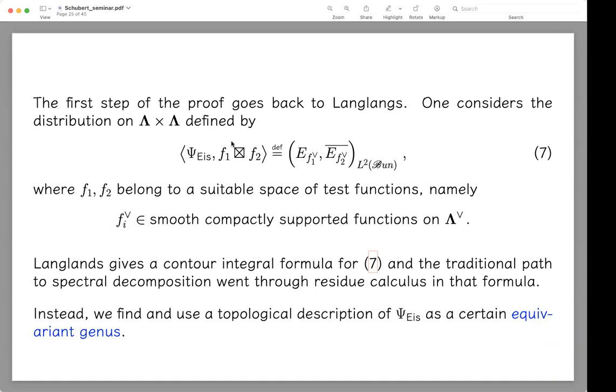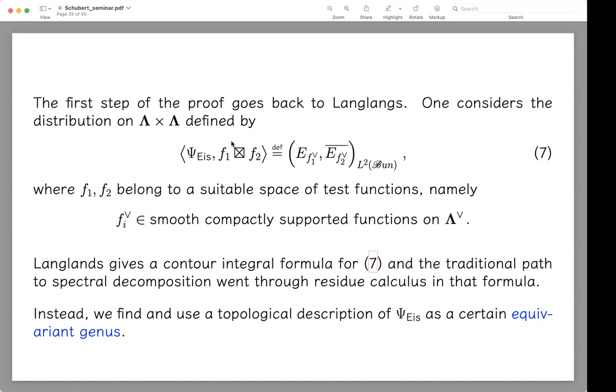And so you can think of the L2 pairing as a distribution in two copies of your lambda. So lambda, or maybe the boldface lambda, is where the lambdas take place. And so on two copies of that, I have a distribution that tells me, if I have a corresponding pseudo-Eisenstein series, what is the L2 inner product? And the spectral decomposition is really a decomposition of that distribution into pieces, the spectral pieces.